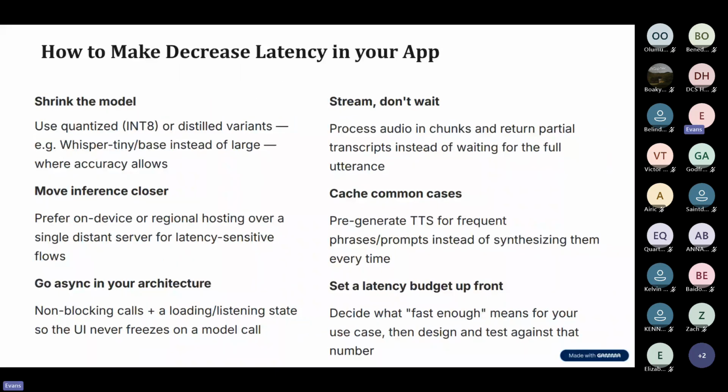All right, so how to decrease latency in your app or the model. If you have a model and you think the platform that you're hosting it on may be slower due to the weight of your model and all that, you want to consider all these things. Even when you are fine-tuning a model, you have to consider all these things.